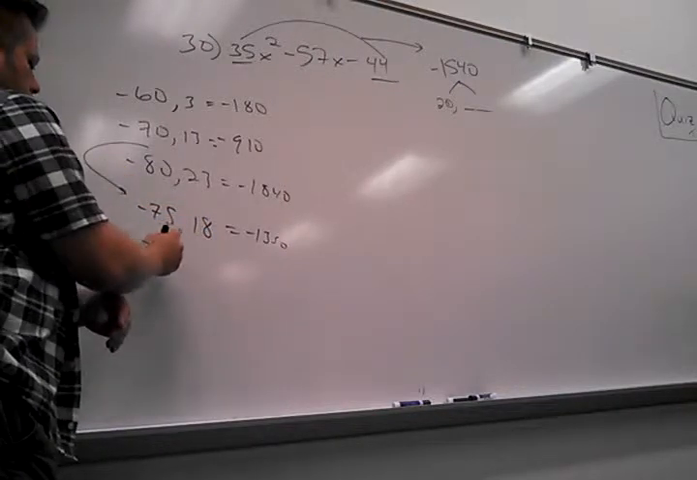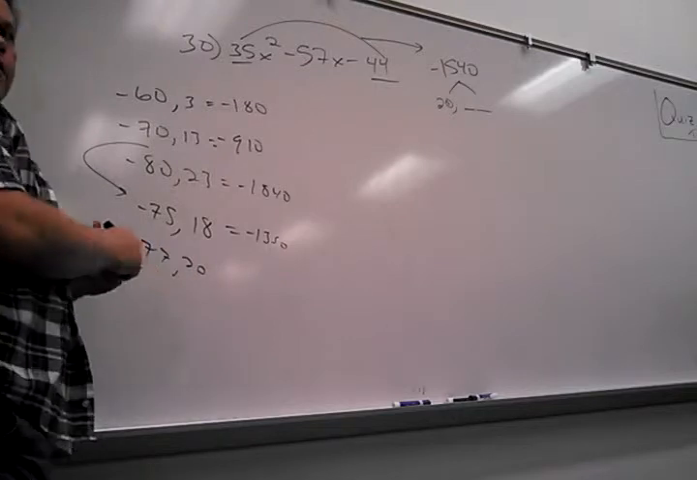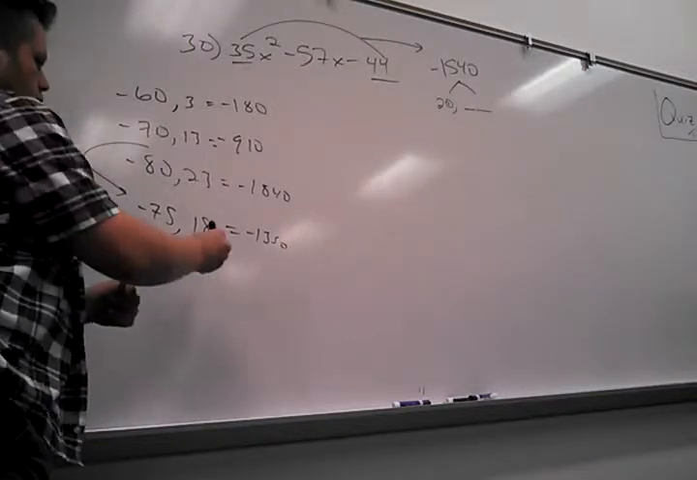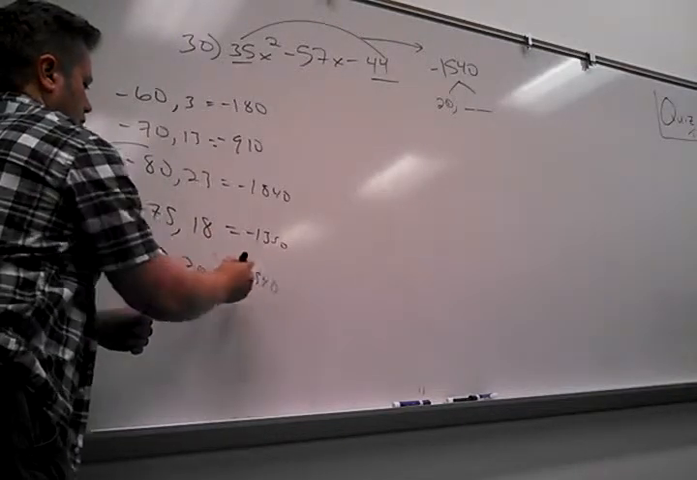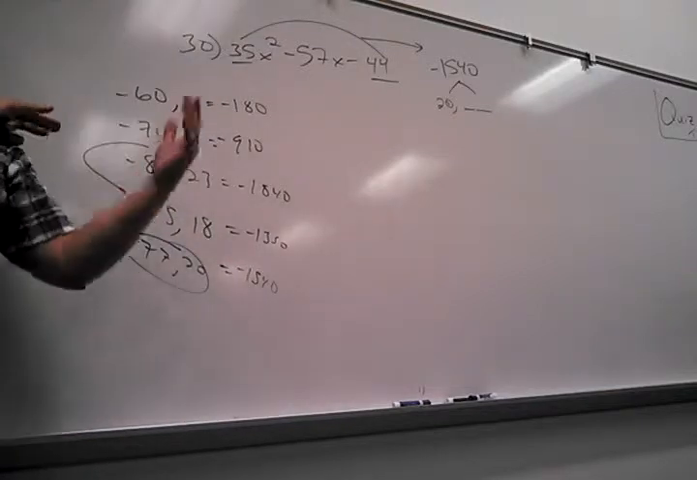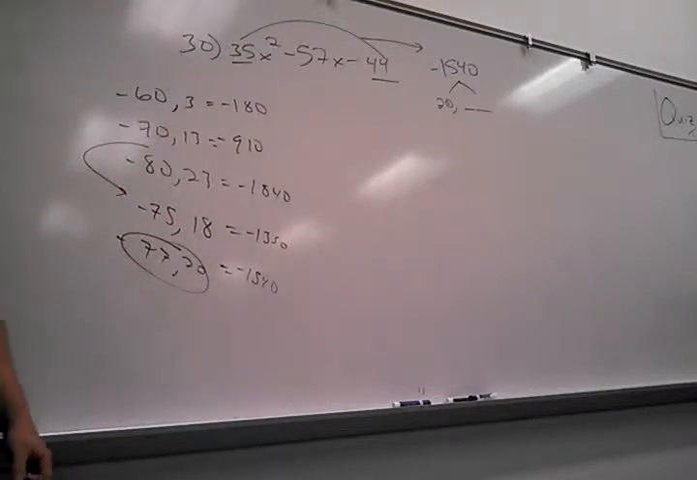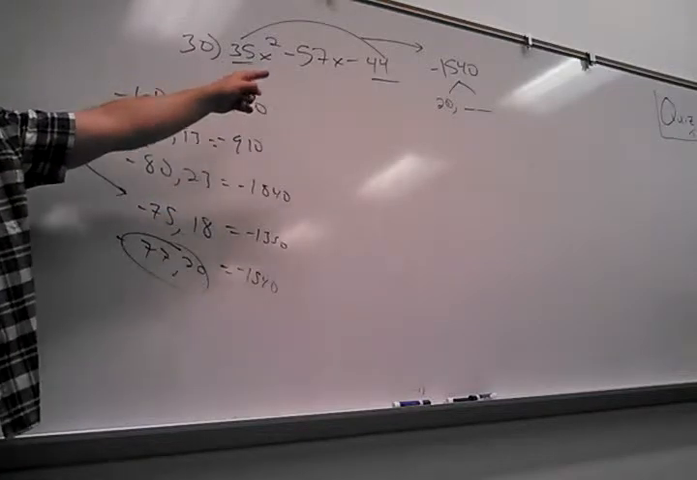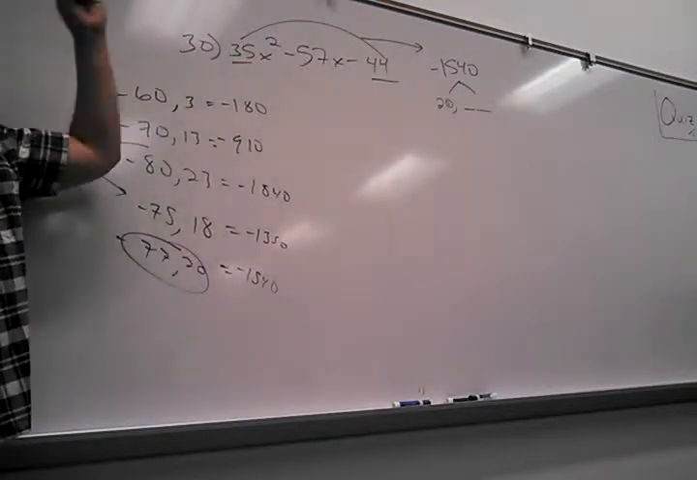77 and 20, that's it. Right? So it's 77 and 20 that I have to break the middle term up into and group it from there. You said 20, didn't you? So you got it.